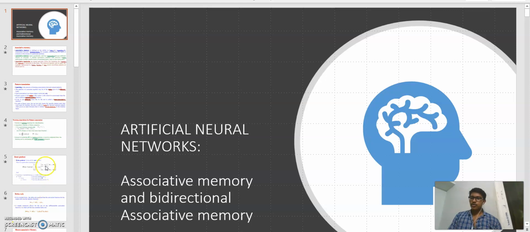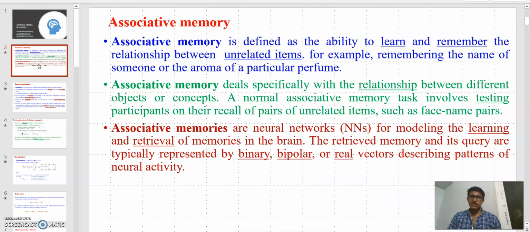Today I'm going to explain associative memory and bidirectional associative memory. Associative memory is defined as the ability to learn and remember the relationship between unrelated items. For example, remembering the name of someone or the aroma of a particular perfume. From this example, we know that the two items are unrelated. So, by defining this, we can define associative memory.